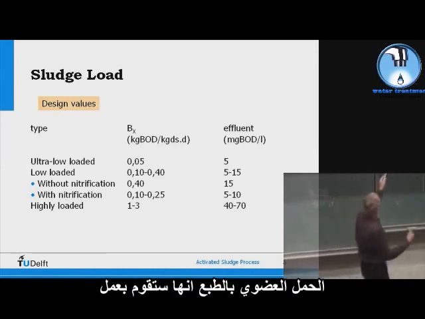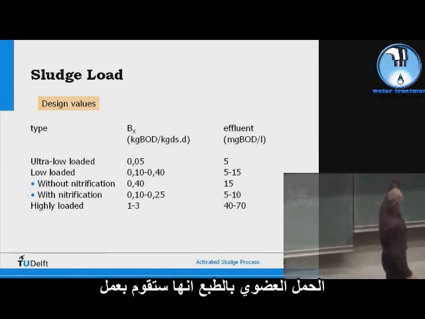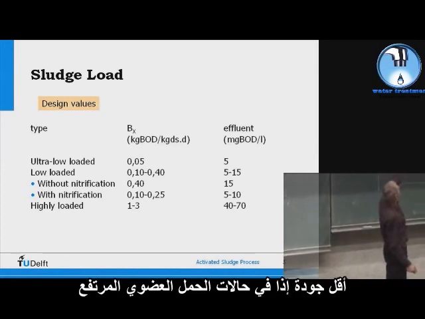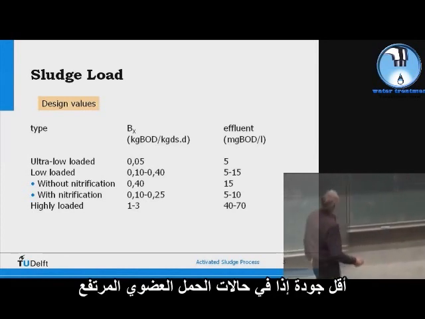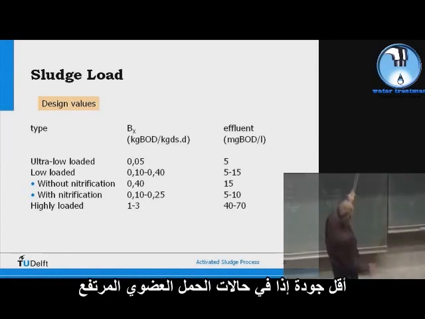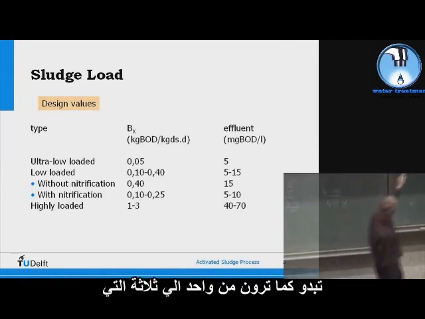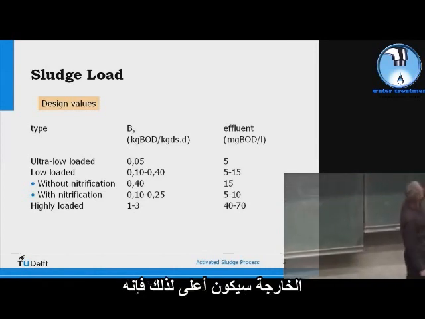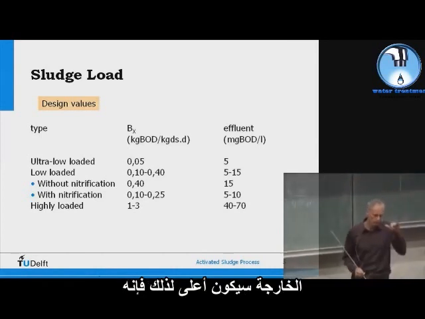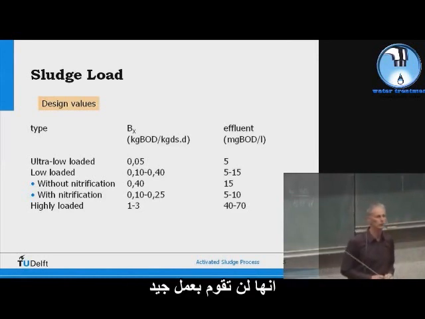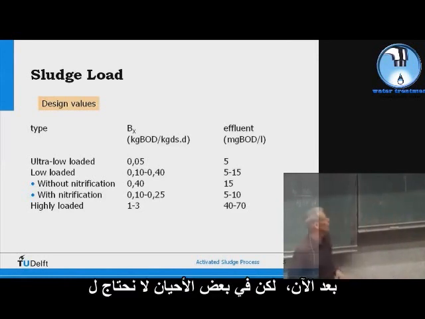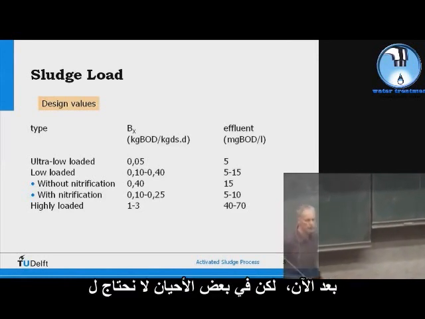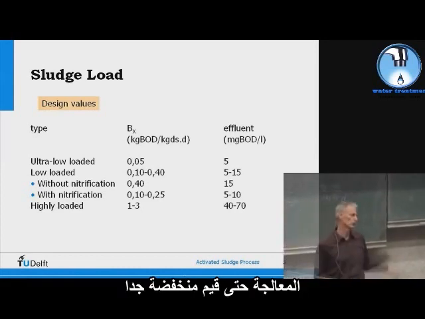If we increase the sludge load, then of course it's doing a less good job. At very high sludge loads, as you can see 1 to 3, which is considered high, the effluent concentration will be higher. So it won't do such a good job anymore. But sometimes we don't need to treat till very low values.